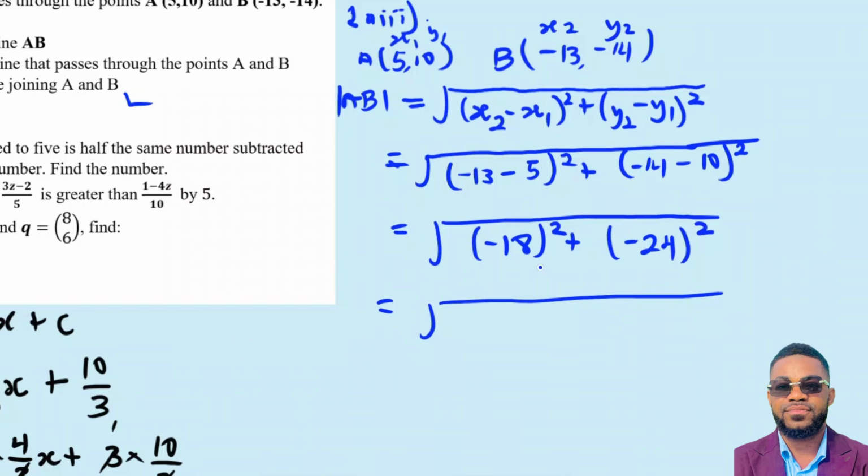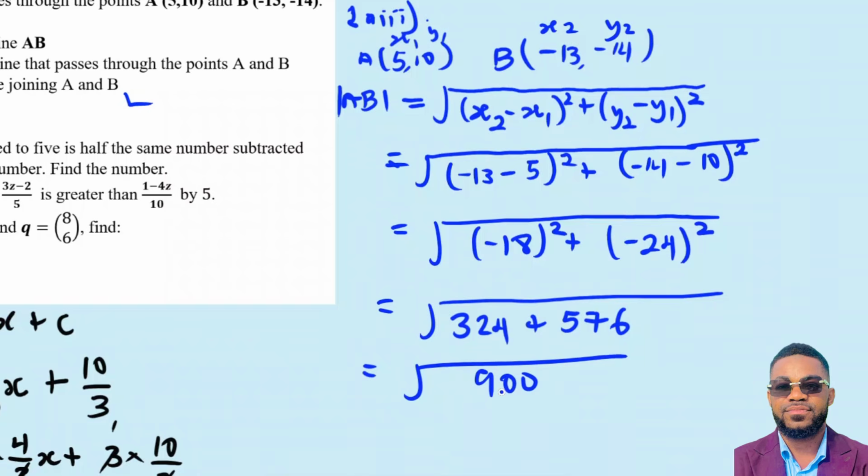So -18 all squared means -18 times -18. That will give me 324. And -24 times -24 will give me 576. So these are the numbers that I'm going to get. Now I have to simplify further by adding these two. That will give me 900. So we have the root of 900.